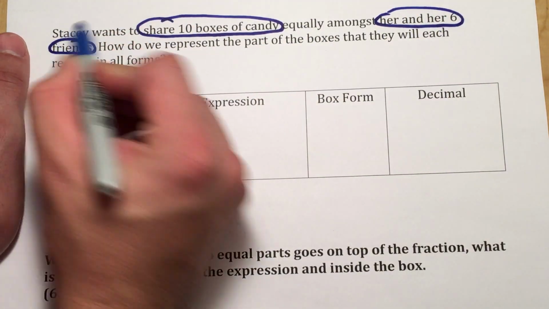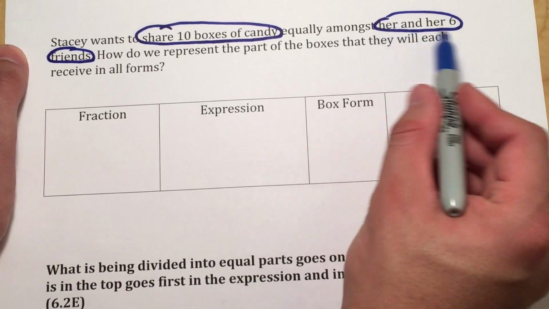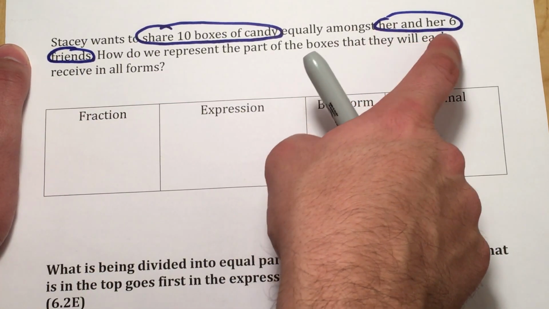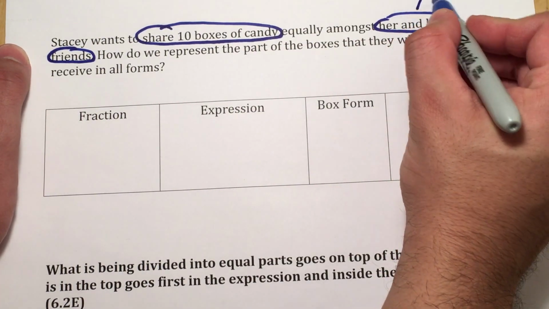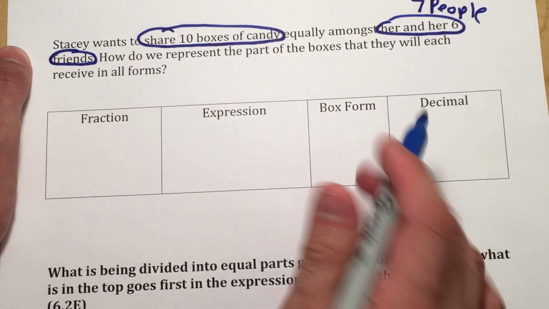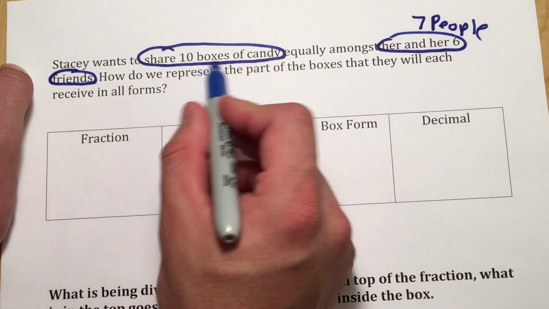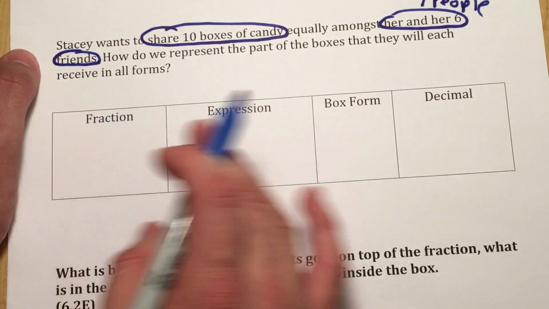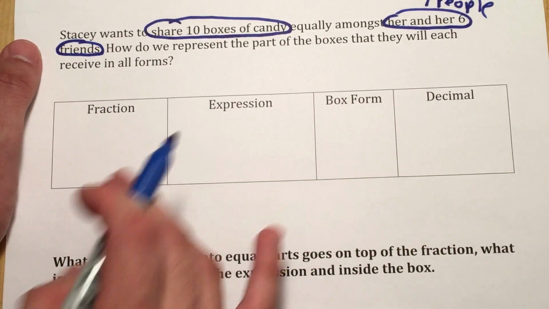And so I want to ask you guys, how many people are there in total? If it's her and her 6 friends, we've got to count her. We've got to count Stacy. That's a total of 7 people. And what does Stacy want to do? She wants to share her 10 boxes of candy. Okay? So we've got to represent this in all 4 different forms.